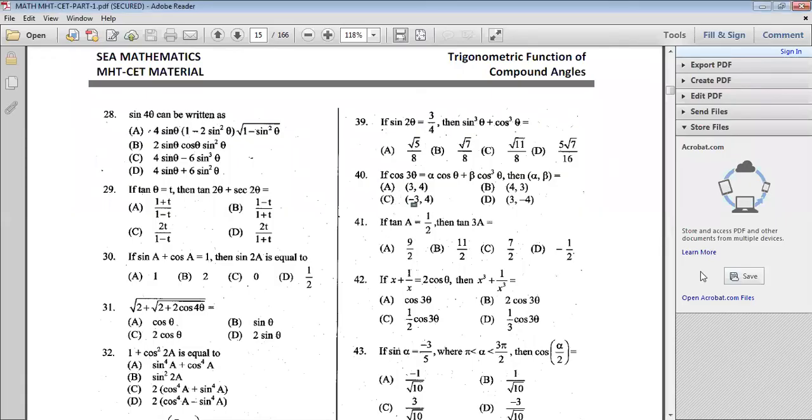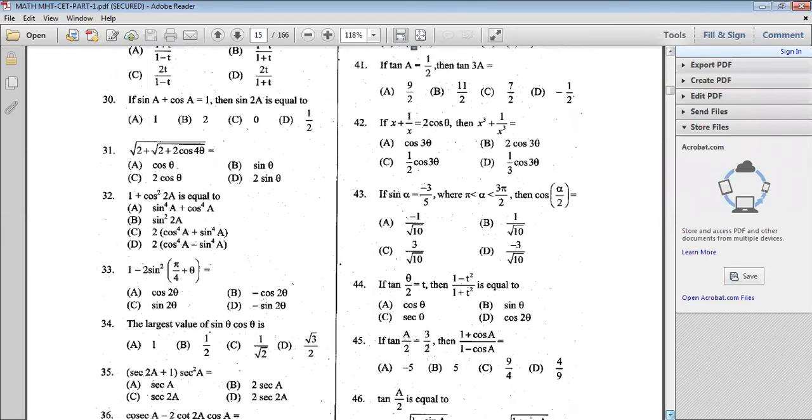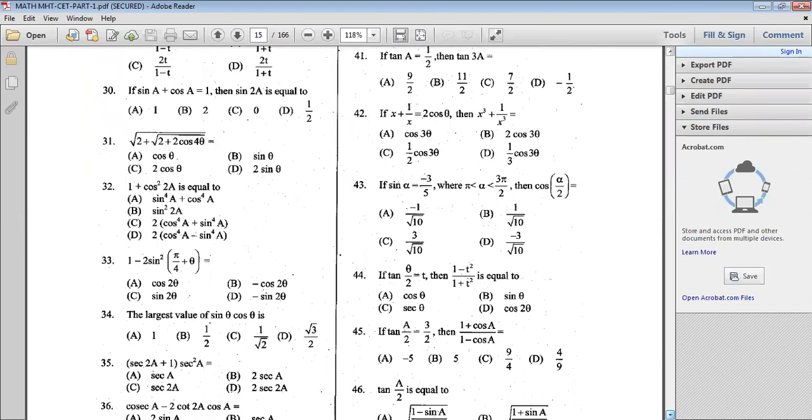Yes, look at the 43rd problem. Observe this. Sine alpha was given as minus 3 by 5. Then pi less than alpha less than 3 pi by 2. Then what is the value of cos alpha by 2? Let's find the value of cos alpha by 2.